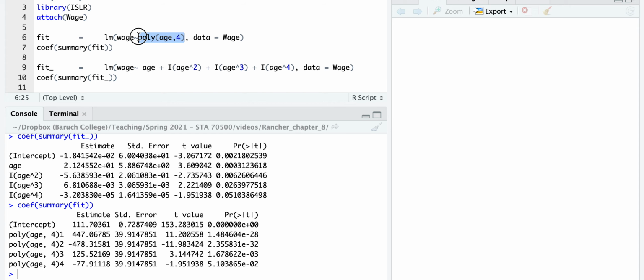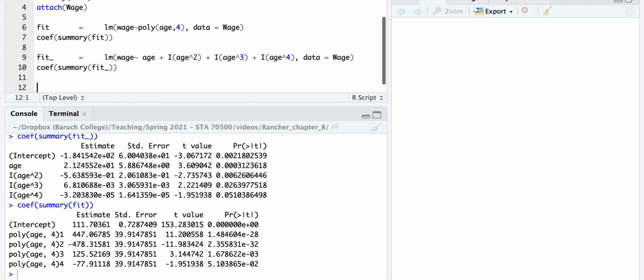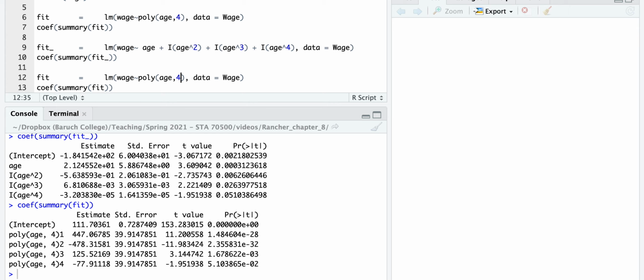On the other hand, if you use orthogonal polynomials, then they all are in the same scale, and therefore the estimated coefficients are on the same scale. Okay. Now we could have gotten the same results here by saying just raw equals True.